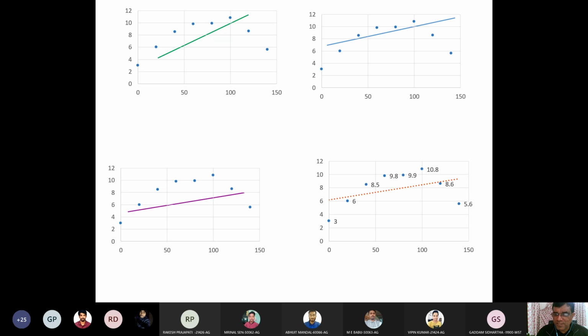Now, why is this line the best fit? How can I say that this line is the best fit? So, how do we do it? We use the method of least squares. Method of least squares. See different data.